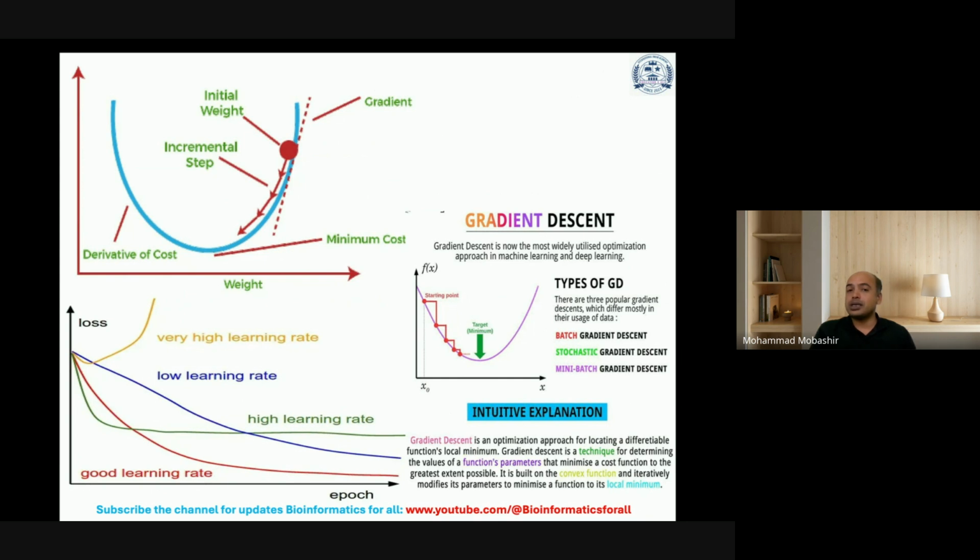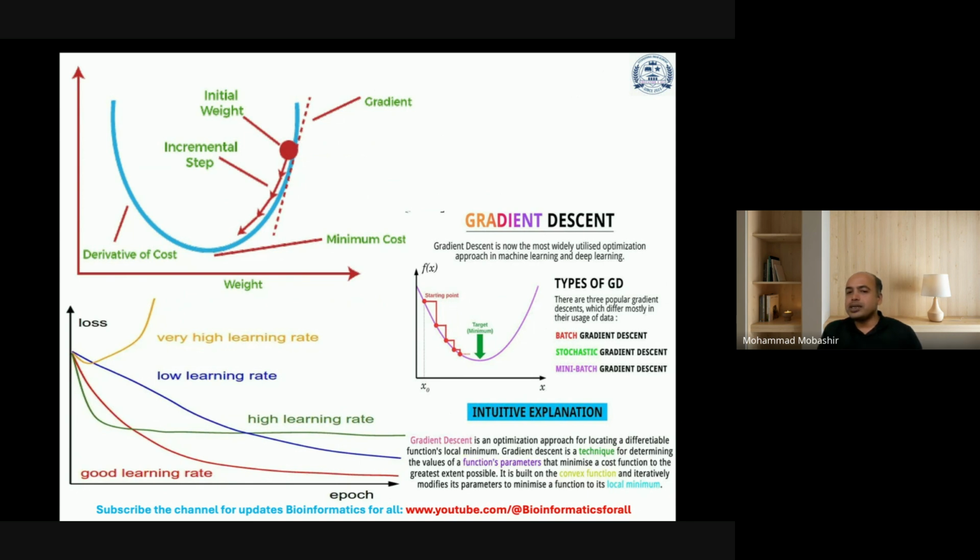Gradient descent is now the most widely used optimization approach in machine learning and deep learning. In general, the types of gradient descent are batch, stochastic, and mini batch. These three are the most common. Mainly we discuss batch and stochastic. Mini batch is just like the name suggests.